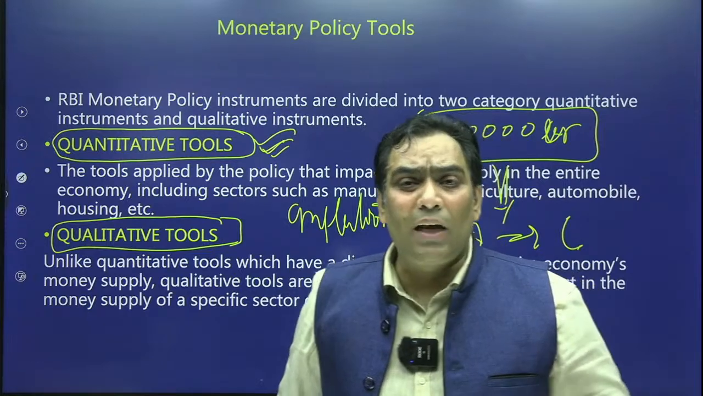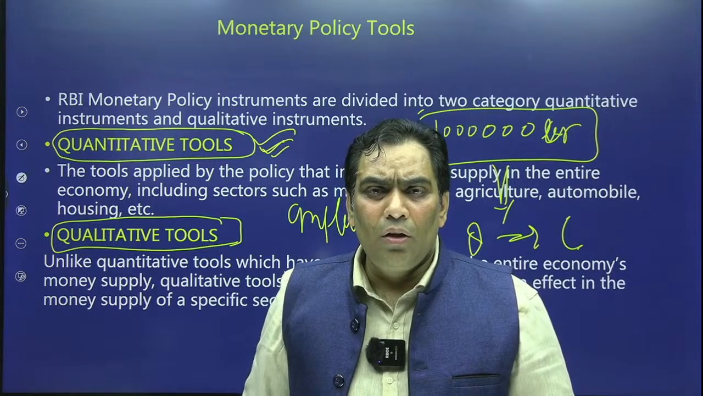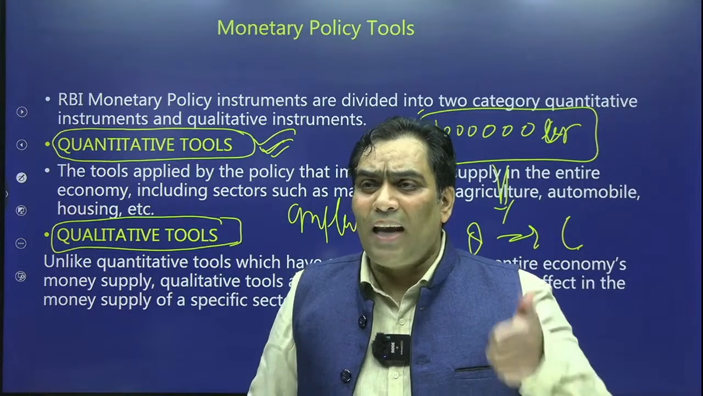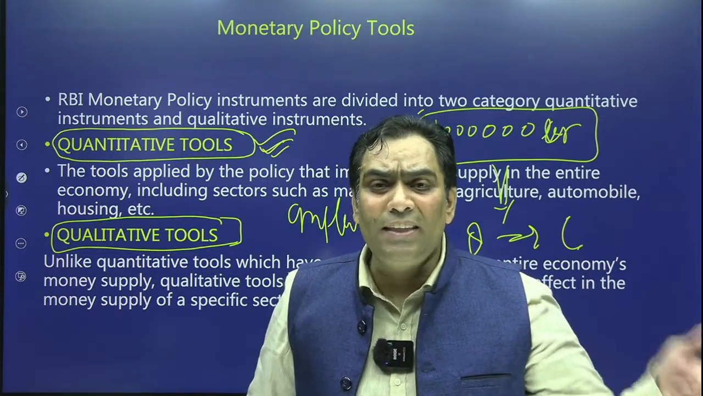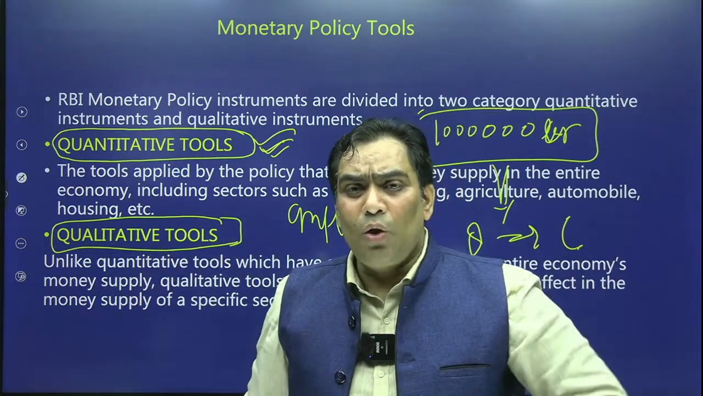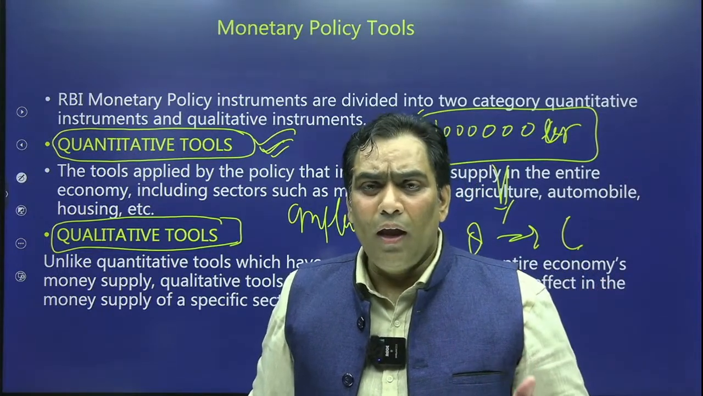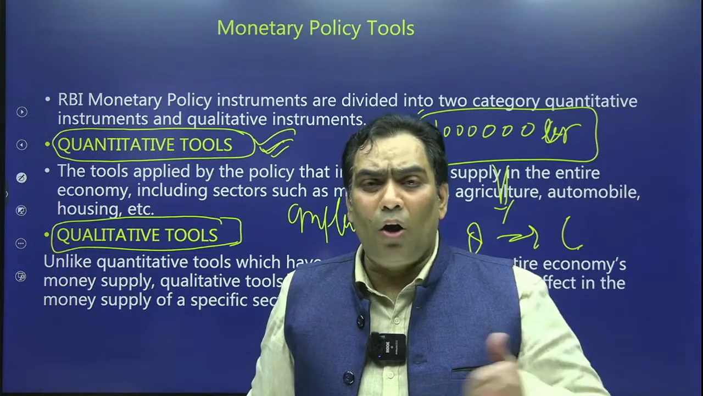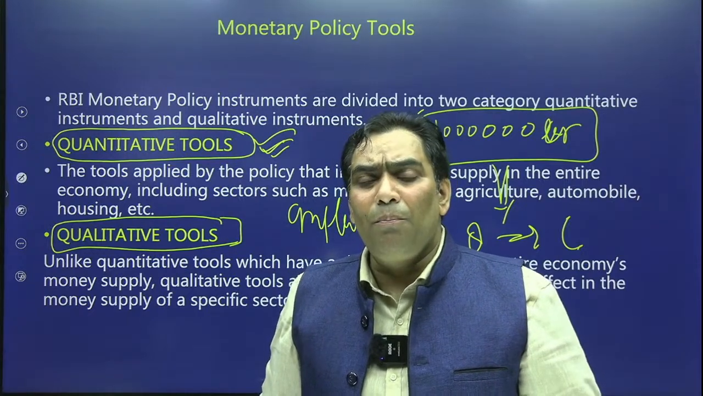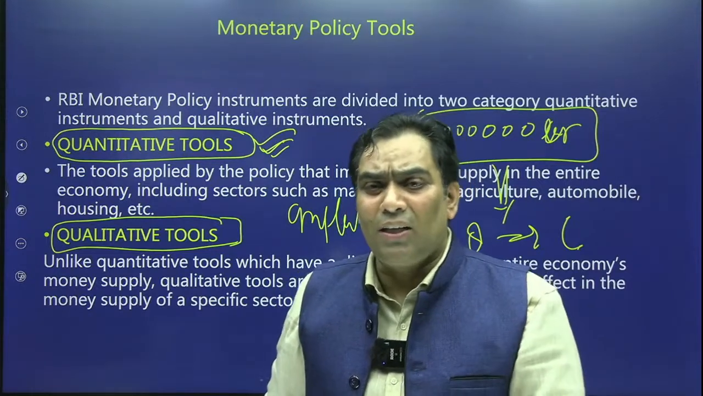What are the qualitative tools? Qualitative tools are those tools through which the RBI transfers the liquidity or money supply from one sector to another sector, not overall money supply. That means overall money supply in the economy is quite good, it is okay, but at some point of time in one sector of the economy there may be more money supply, whereas in other sectors there may be scarcity of money supply.